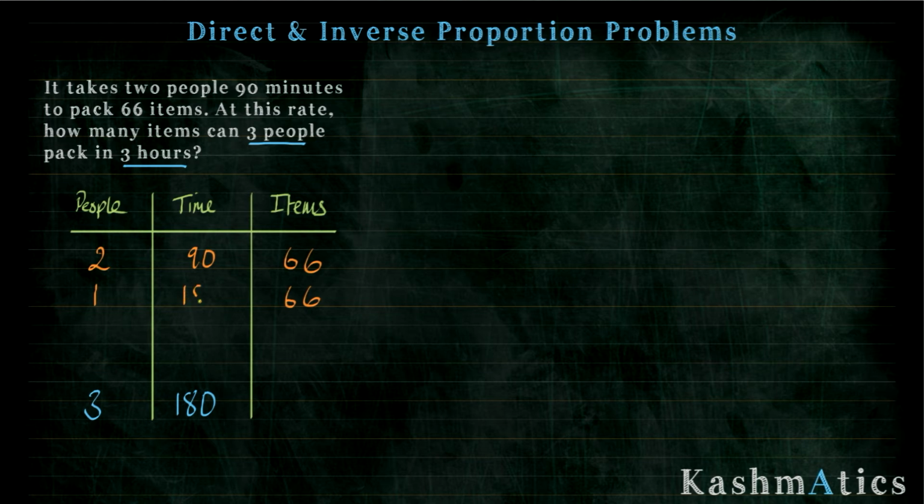So that would be 180 minutes. Now, if you notice, I've already got the target number here. So that's fine. So then I'm going to see what happens if I scale up the number of people. Okay, I'm going to scale up the number of people. And I've got the same time.